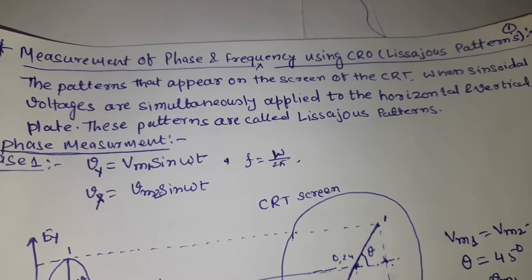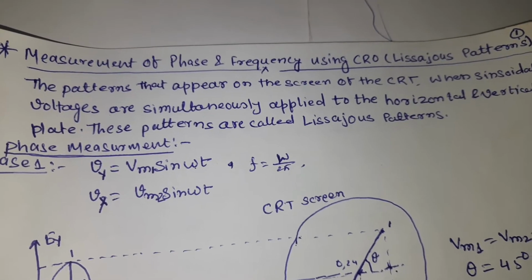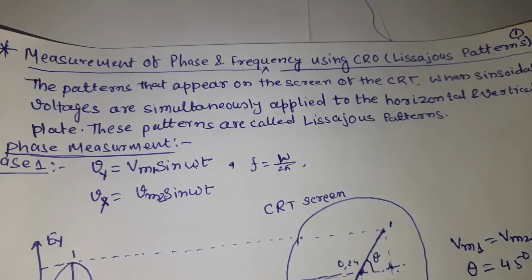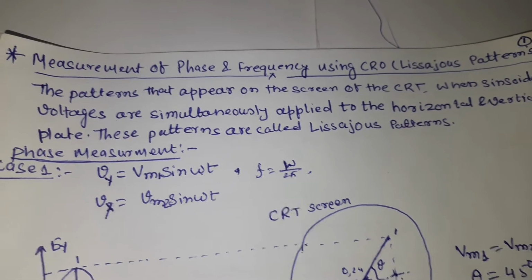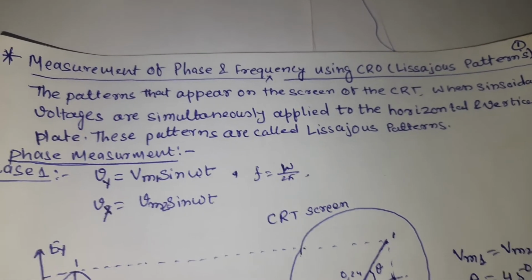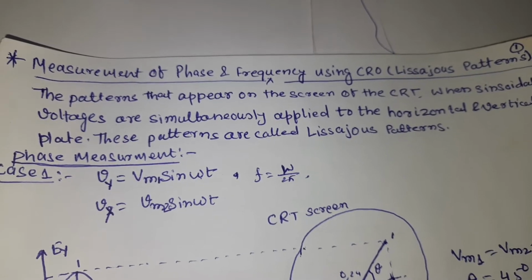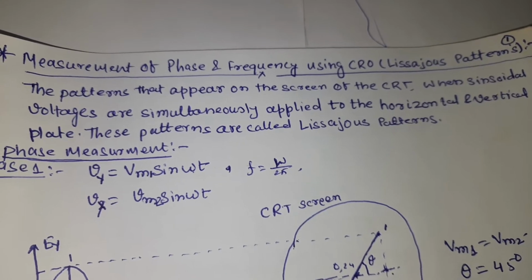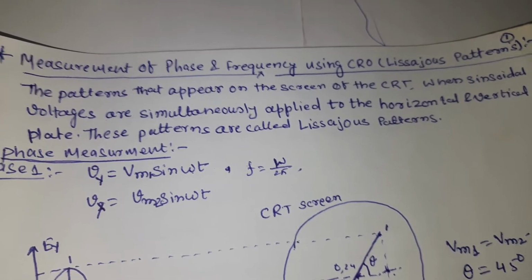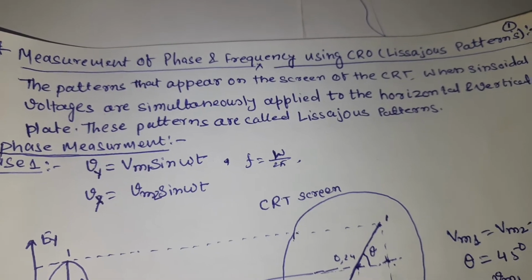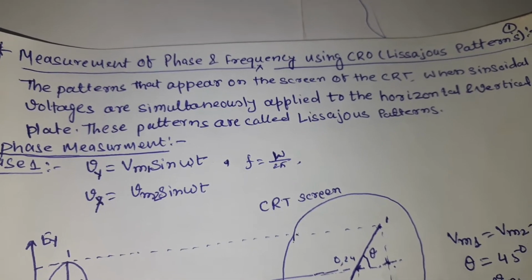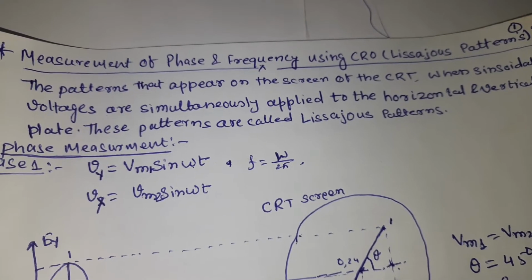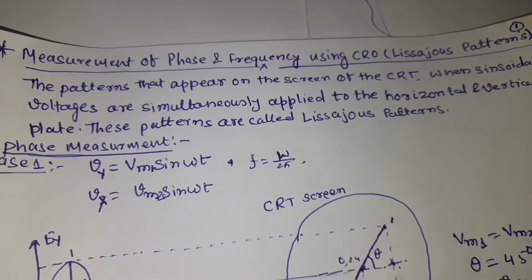As you know, in a CRO we have two plates, X plate and Y plate. It only appears in the dual trace type of CRO having XY mode. If you press the XY mode button, then you get the Lissajous pattern. So for the measurement of phase and frequency, we have to apply sinusoidal voltage to the X plate and Y plate individually.